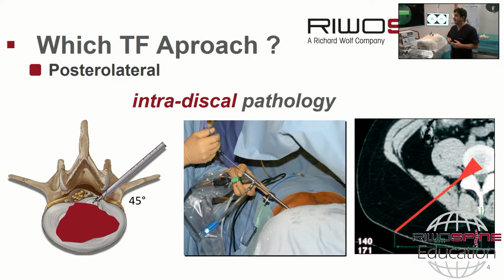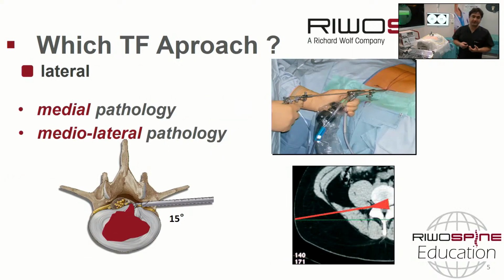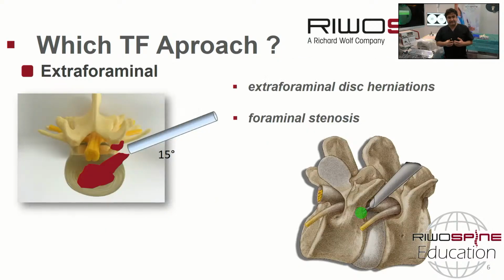And to avoid any problem with this, we usually prefer a more lateral entry, known as the lateral transforaminal approach, described by Dr. Rutten. With this approach, without any problem with the facet joint, you can easily reach the ventral epidural space. And the third approach is the extraforaminal approach.